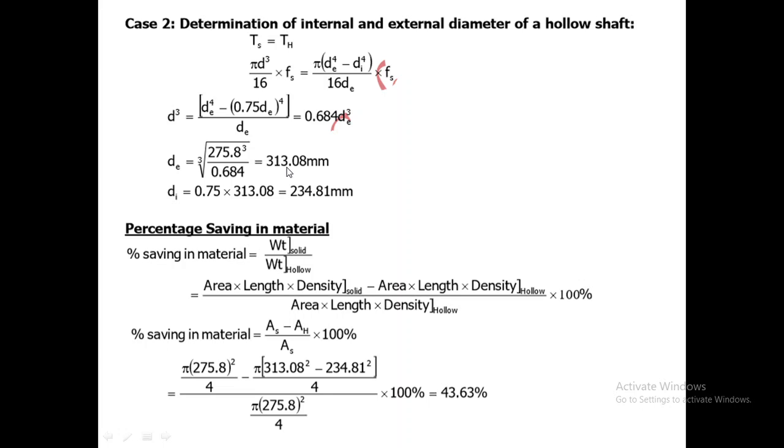Once we know the diameters of the shafts, we can calculate the cross-sectional areas of the material. We know from the previous example that the weight of the shafts is expressed in terms of their cross-sectional areas. Using that we can calculate the cross-sectional areas of the hollow and solid shafts. Once we calculate the diameters, we go to the percentage saving in material with respect to weight.